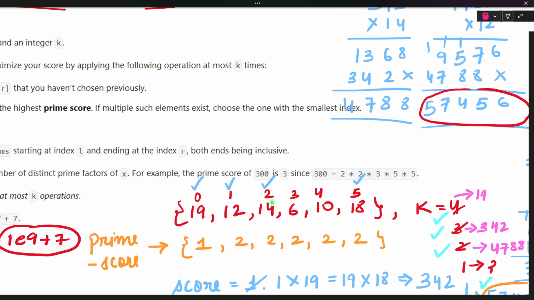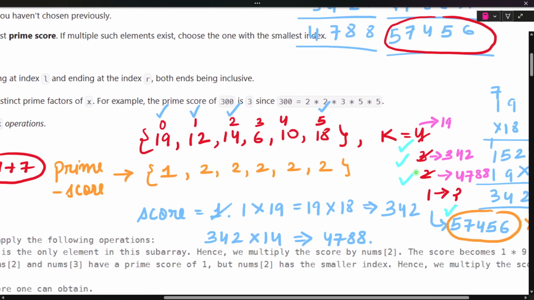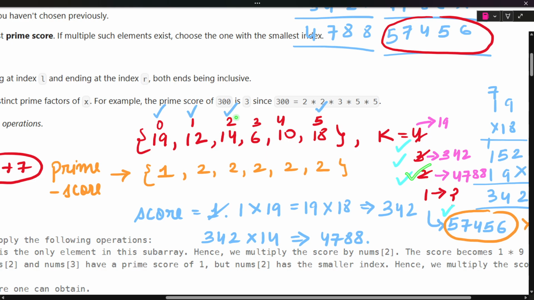Then for 14, why, it's okay. So 14 we choose because we chose the same subarray and the 14 was correct. Okay, so we are correct here. Now what did we choose? We chose 12. Okay, but we could have also chosen this subarray and gotten the 14 again.